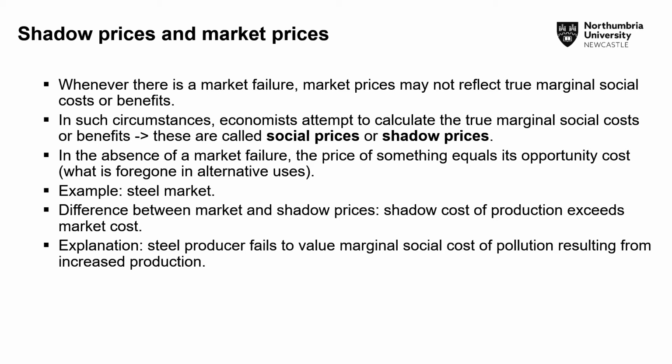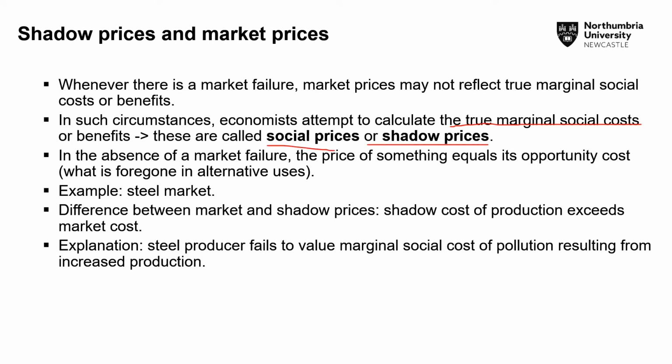The marginal private cost then differs from the marginal social cost. And why? Because the production of steel is associated with pollution. So society bears the costs associated with a negative externality. So what we need to do is somehow calculate the true social costs or benefits, and these are then called the social prices or shadow prices.